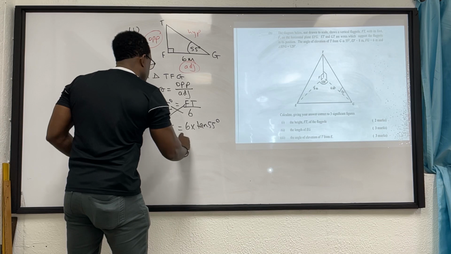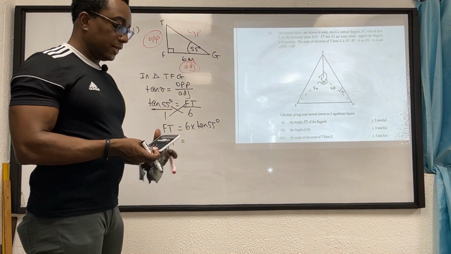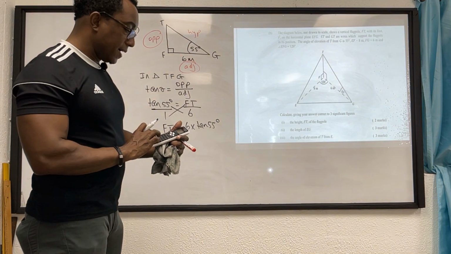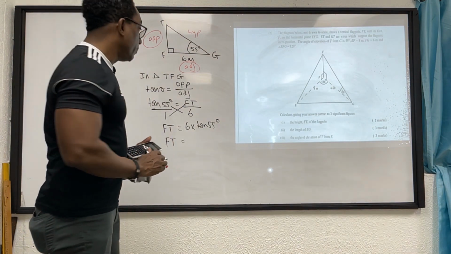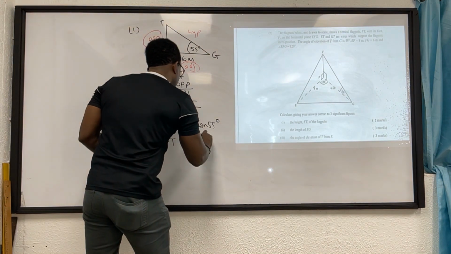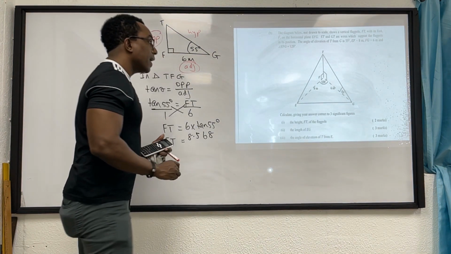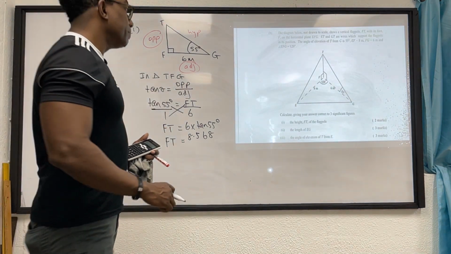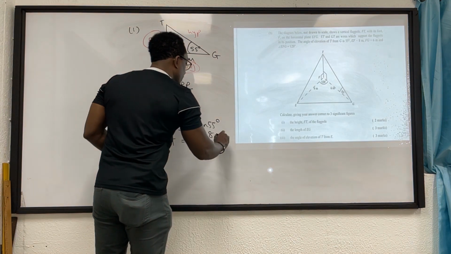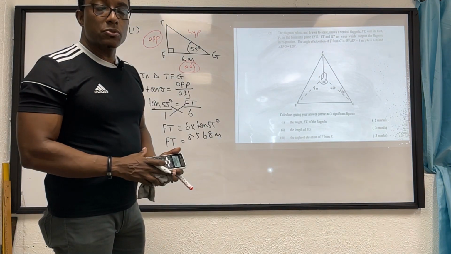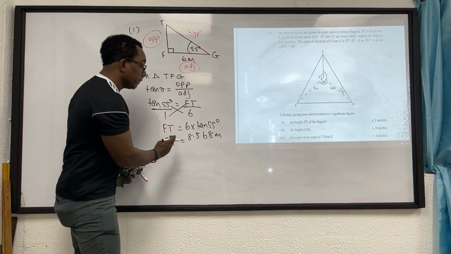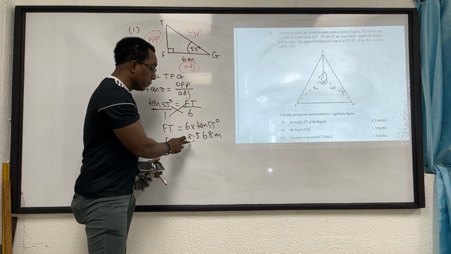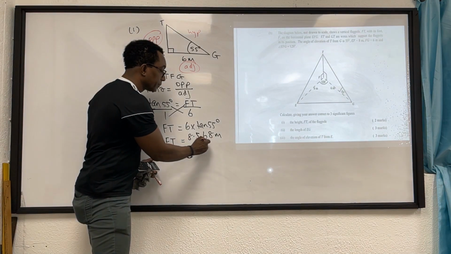So FT is equal to 6, we go to our calculator, 6 multiplied by tan 55 will give us 8.568, and they want us to approximate our answer to 3 significant figures. So 8.568 meters. To approximate to 3 significant figures, remember, we count from the first non-zero digit from the left, going from left to right. So we're counting 1, 2, 3.